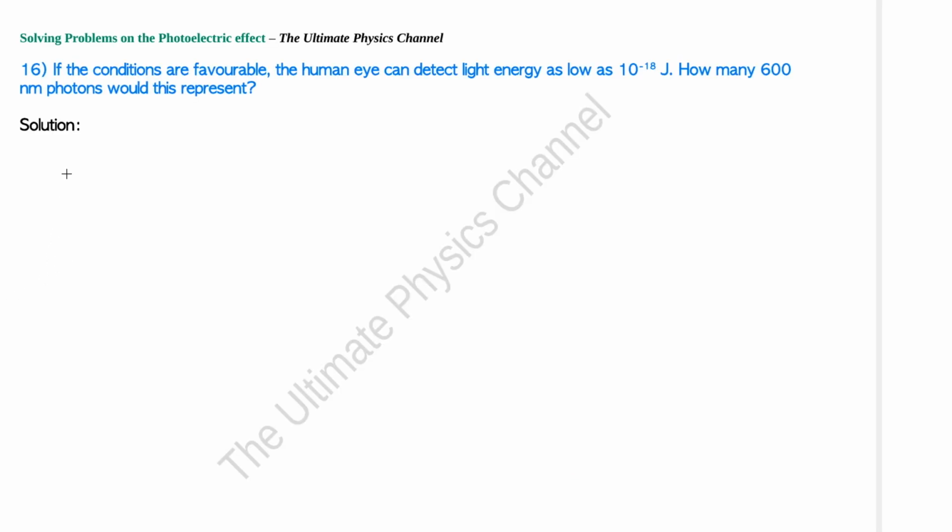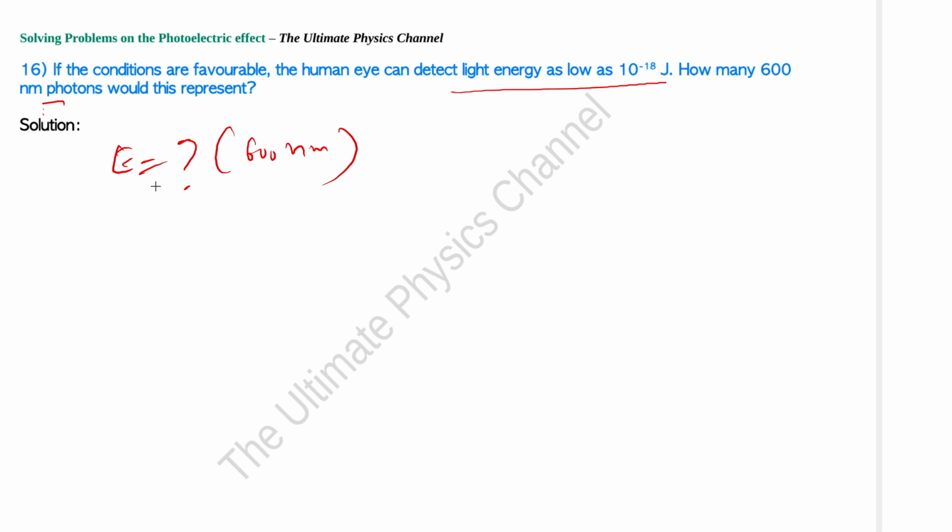If the conditions are favorable, the human eye can detect light energy as low as 10 power minus 18 joules. So if light energy is only 10 power minus 18 joules, even that is sufficient for the human eye to detect. How many 600 nanometer photons would this represent? We have to calculate the energy of the photon based on the wavelength that is given, that is 600 nanometers. And the total energy can be taken as 10 power minus 18, because that is sufficient for detection by the human eye.